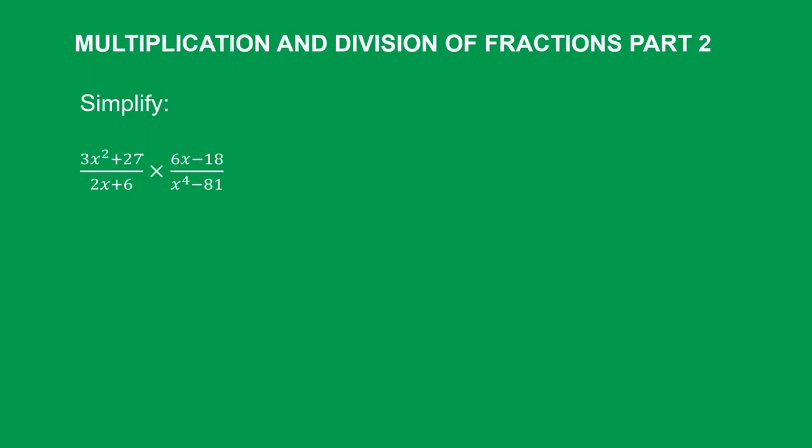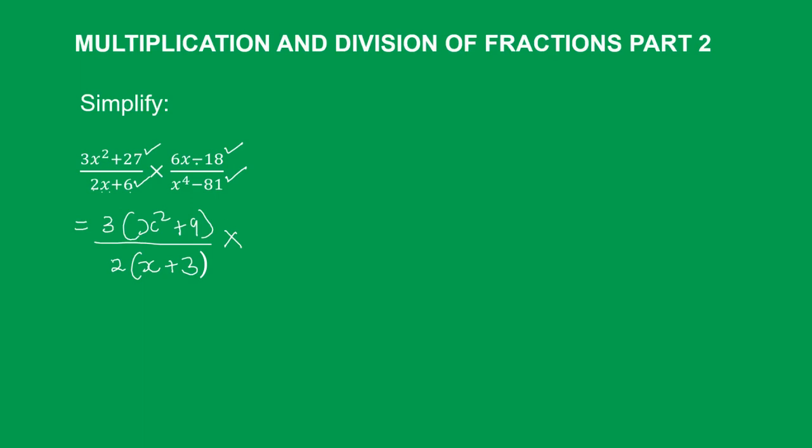If you look at this expression here, we can factorize using the highest common factor, and we can factorize using the difference of two squares. Okay, let's do those steps. 3x squared plus 27, the highest common factor there is 3. We factor out 3, and then we have x squared plus 9. And then over, 2x plus 6, the highest common factor there is 2. Then 2x divided by 2 is x. Positive 6 divided by 2 is 3. So it's x plus 3.